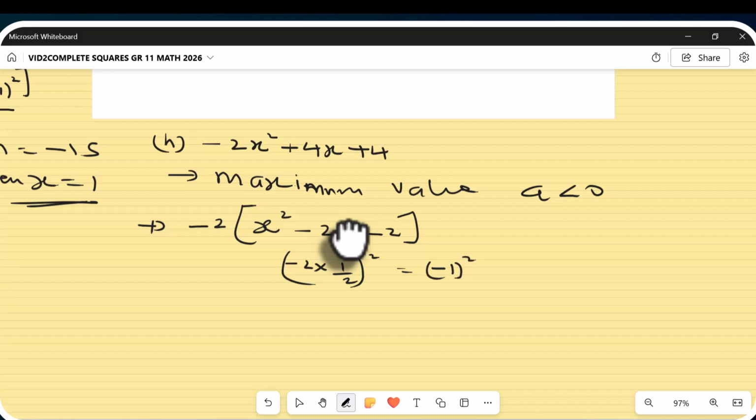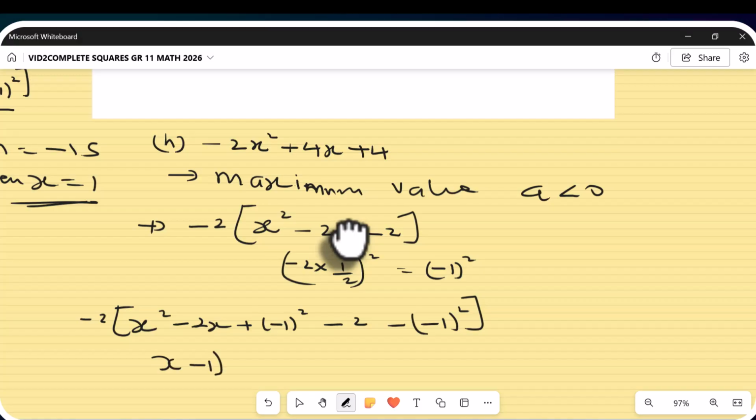So now we have x squared minus 2x, and then plus (-1) squared, and then minus 2, then minus again (-1) squared, close big bracket here. So now the first three terms give us a complete square. It gives us (x minus 1) squared, and then here now minus 2 minus 1, that's minus 3. But don't forget we've got outside the -2, sorry, open brackets.